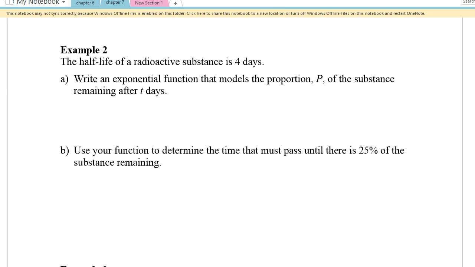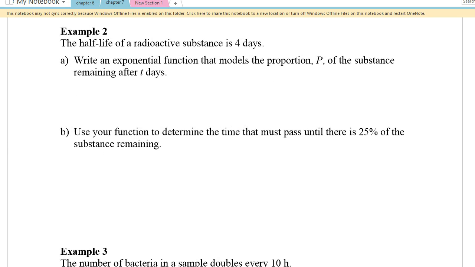The half-life of a radioactive substance is 4 days. So what a half-life means is that we have some substance, and 4 days later half of it still exists. The other half is turned into something else. It's lost some neutrons, it's turned into a different isotope, and it has decayed. So whenever you see half-life, right away you can think c is equal to 0.5. Things are being multiplied by 0.5.